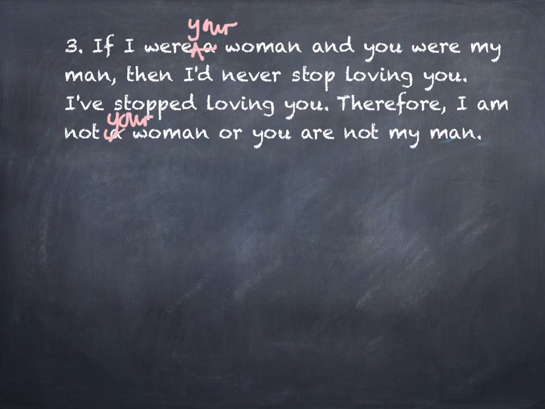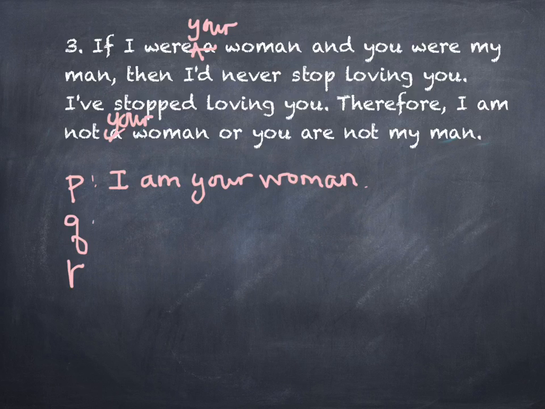So let's see. We're going to take this slide, and we're first going to identify some symbols. So P, Q, and R, I do have 3 different things going on here. What would symbol P be in this situation? I thought something about being a woman, right? I am your woman. So let's let P be I am your woman. What about statement Q? You are my man.